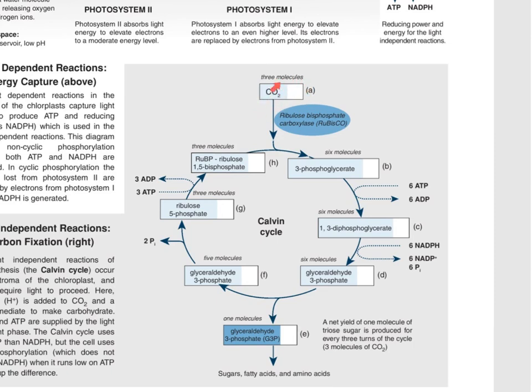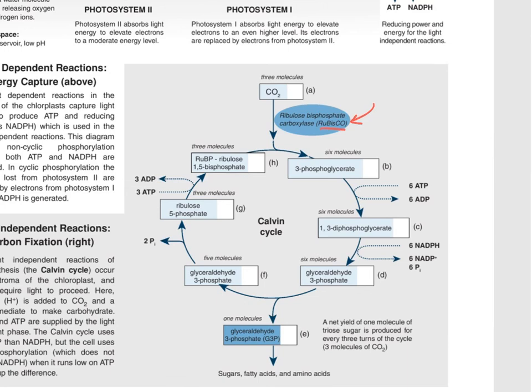CO2's coming in. What's fixing CO2? Glucose is not fixing CO2. Fixing means capturing. What's capturing that CO2 and holding it? Rubisco. And there it is. Let me highlight it for you. There it is, Rubisco. Oh, that's not good. It doesn't show up very well. Let me do this.